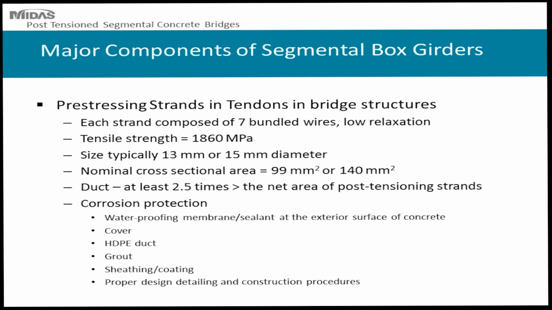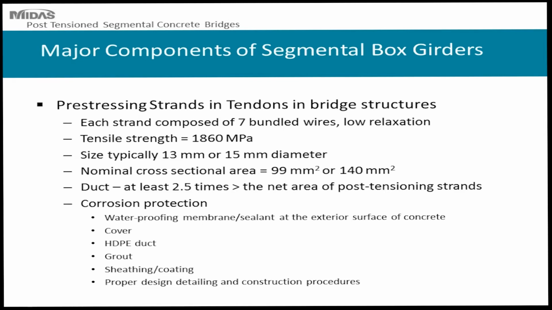Another major component of segmental box girders are the pre-stressing strands. Usually each strand is composed of 7 wires, low relaxation, and the number for low relaxation is usually within 5%. Tensile strength of the strand is 1860 MPa. The diameter of the strand is usually 13 mm or 15 mm, and that comes out to be 99 square millimeters or 140 square millimeters.